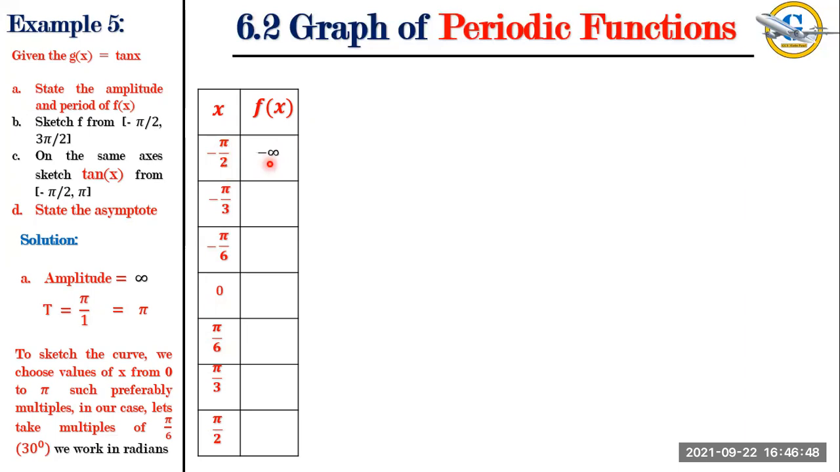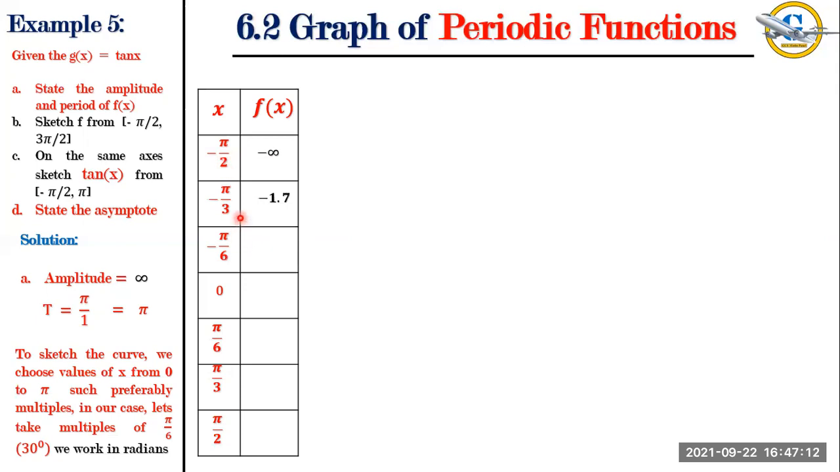So what is tan minus pi on 2? It's negative infinity, because sine pi on 2 is 1, cos pi on 2 is 0. So that gives us the value of what? Negative 1 divided by 0, because sine minus pi on 2 is negative 1. So you have negative 1 on 0, which is negative infinity.